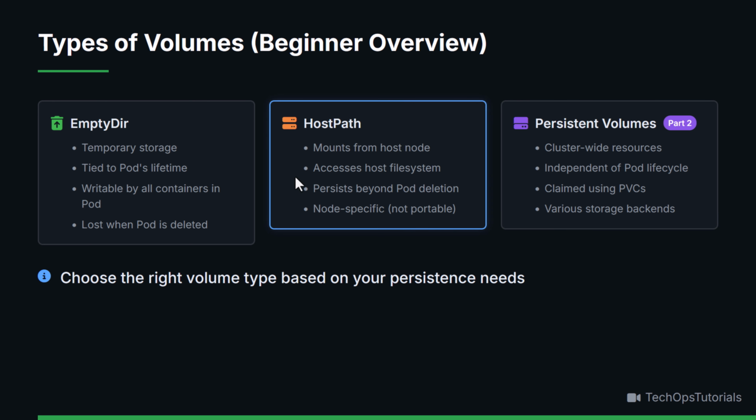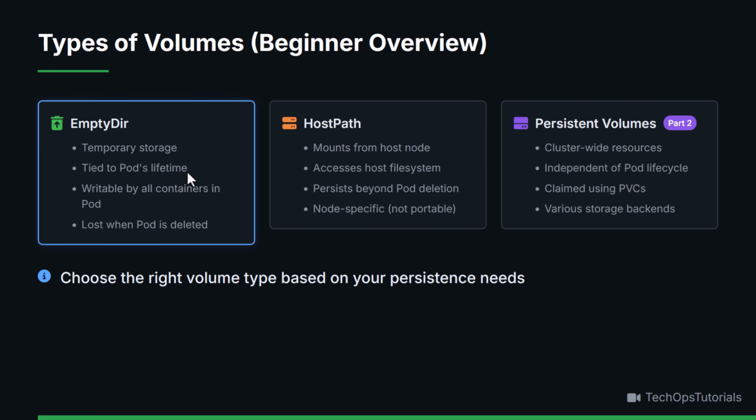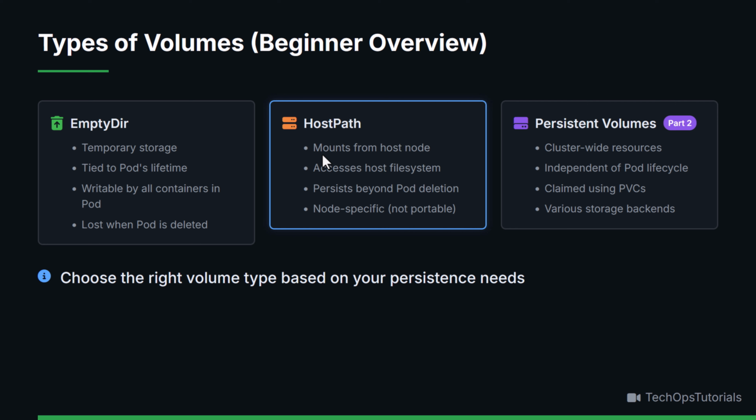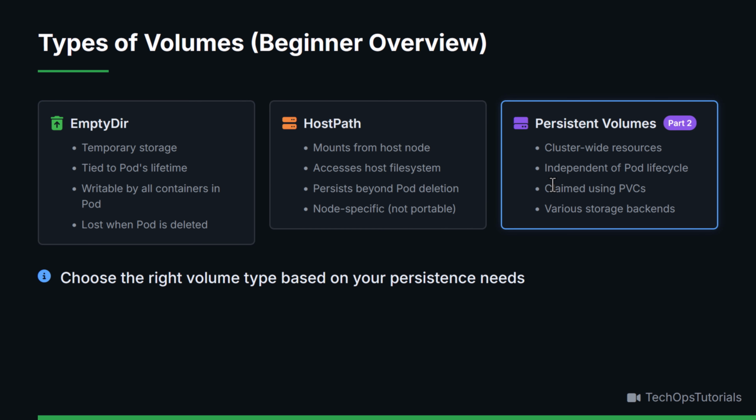To summarize, EmptyDir is temporary pod-lifetime storage, hostPath is tied to a node file system, and persistent volume is cluster-wide, independent, and long-term storage. So always choose the right volume type based on how long you need that data to persist. Let's move to the next slide.